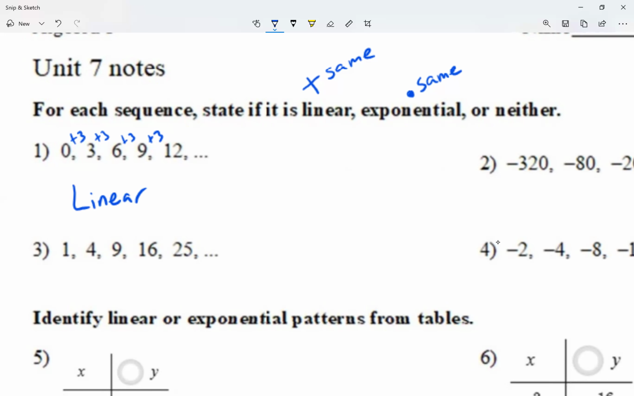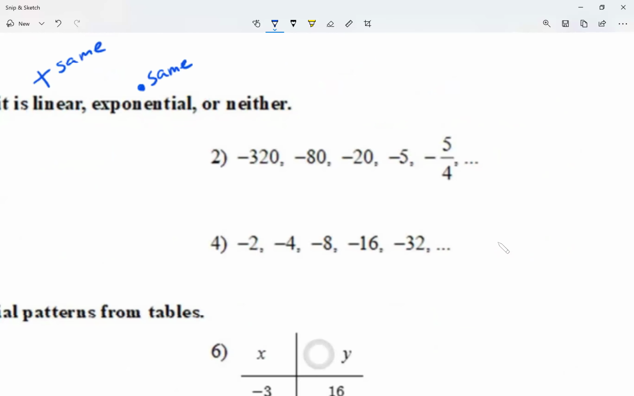Let's take a look at question number 2. In order for me to go from negative 320 to negative 80, I'm going to have to add 240. So then I check on the next one. Again, I'm checking if this is linear. I'm going to see if it works. I want to see if I keep on adding 240. Negative 320 plus 240 is equal to negative 80. Good. Negative 80 plus 240 equals negative 20? I don't think so. Okay. So in this case, it is not linear.